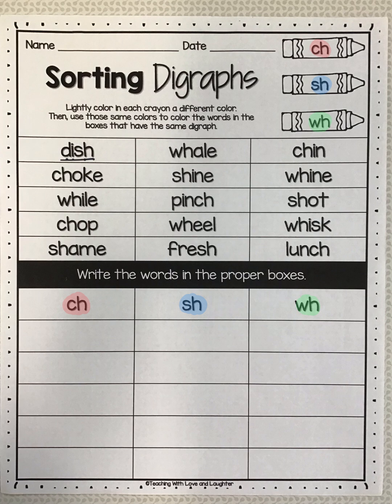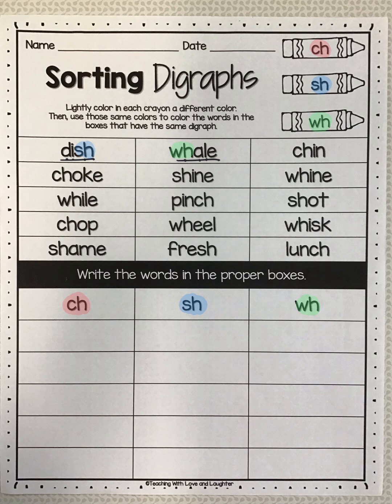My first word is dish. What color should I color dish? What digraph do you see? That's right, we see SH. You don't need to color the whole word, you can just color the digraph. Then I'm going to move on to whale. W-a-l, whale. What digraph do you see in whale? That's right, WH. Remember, just color the digraph. Don't worry about coloring the entire box. That would take too long.